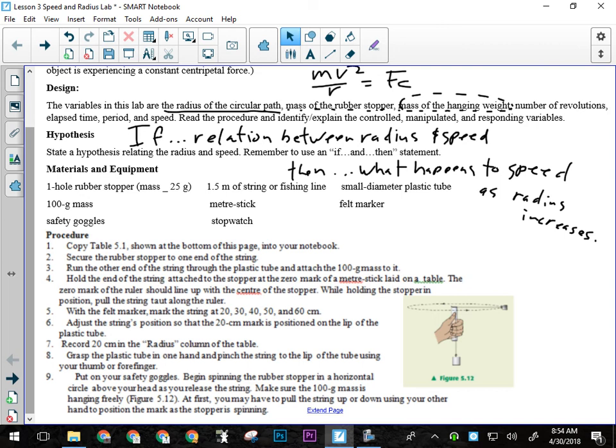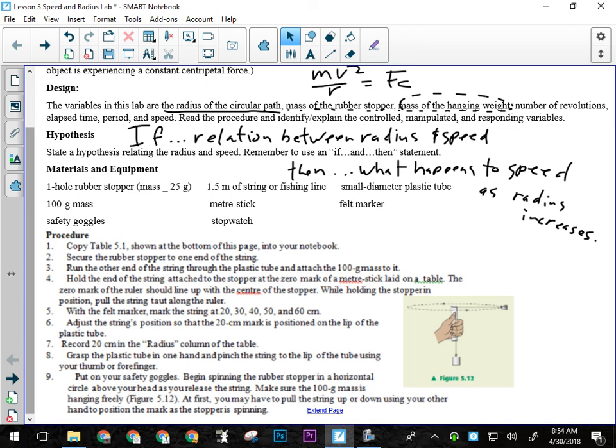All right. So the radii that we're going to use are going to be 20 centimeters, 30 centimeters, 40, 50, and 60. Now, obviously, when we're putting those into calculations, they need to be in meters. So I would say just put them right in meters right off the bat. Put them in your chart in meters, just so they're always in meters for you. And then we're going to do 20 revolutions.